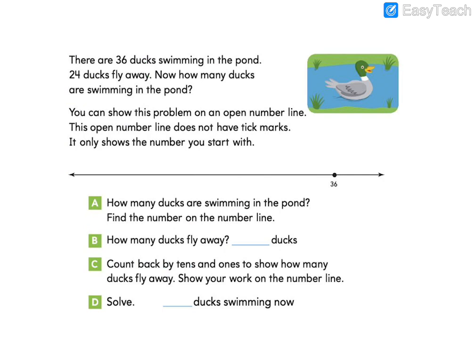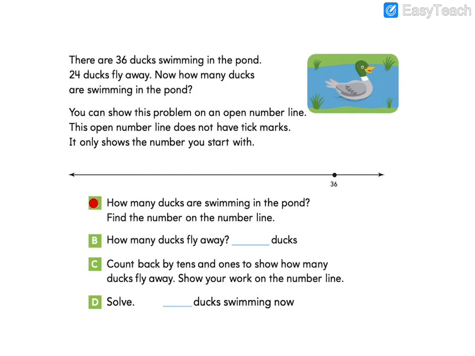Let's look at the next problem. There are 36 ducks swimming in the pond. 24 ducks fly away. Now how many ducks are swimming in the pond? You can show this problem on an open number line. An open number line does not have any tick marks. So see how it's completely empty? We know that the numbers still exist, right? We have 36 here. It just doesn't give us every single number. We'll write them in.